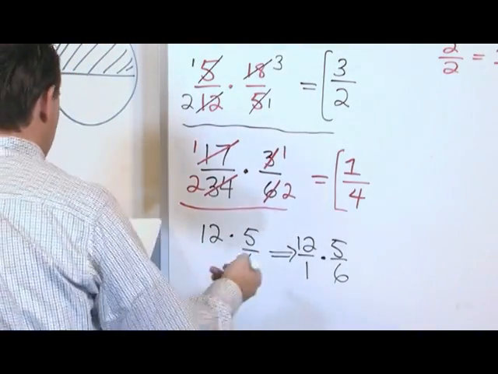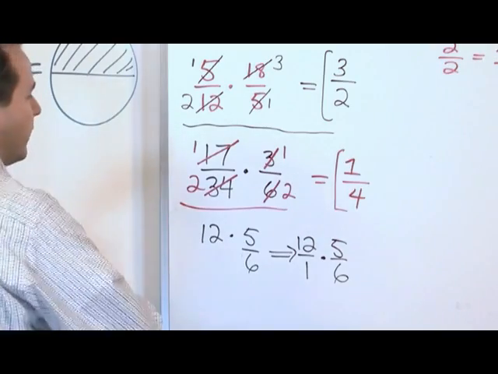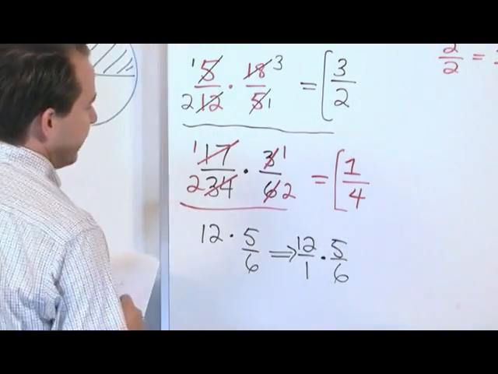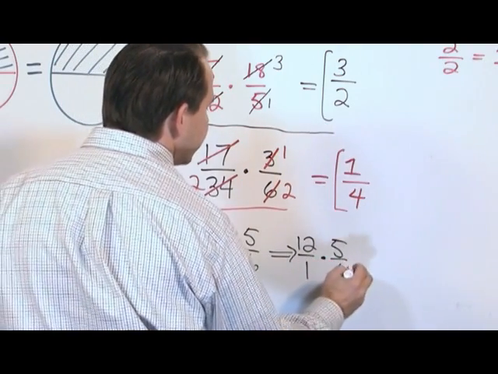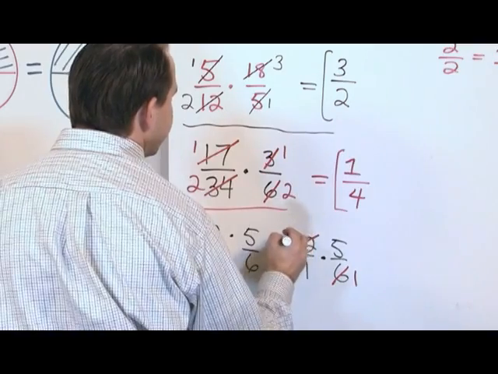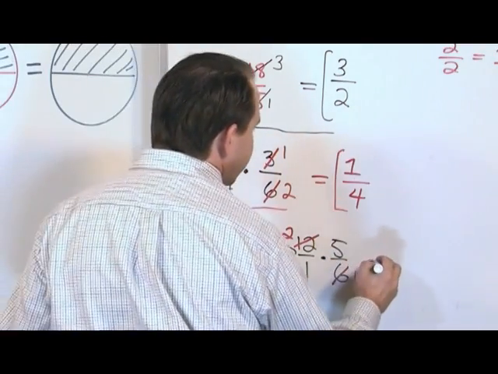So here I have 12 over 1 times 5/6. And I'm trying to pre-simplify this. I'm noticing the 12 and the 6 are easy targets. I can divide both of these by 6. 6 divided by 6 is 1. 12 divided by 6 is 2. Now I can't do anything else with the 5 or anything, so I'm basically done.